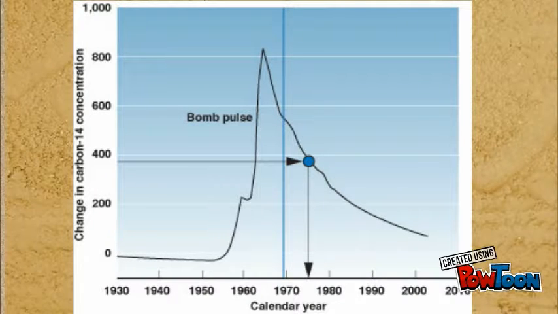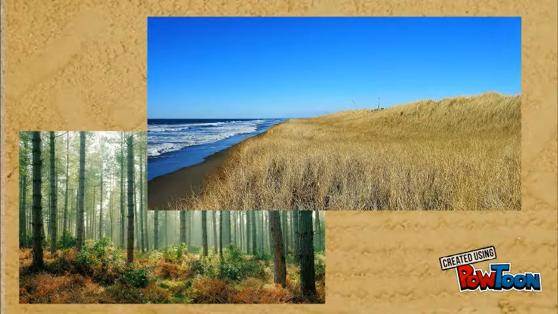Recently, it has also been noted the amount of carbon-14 can vary depending on geographical locations, such as whether you're in a forested environment versus an environment along an ocean shore.